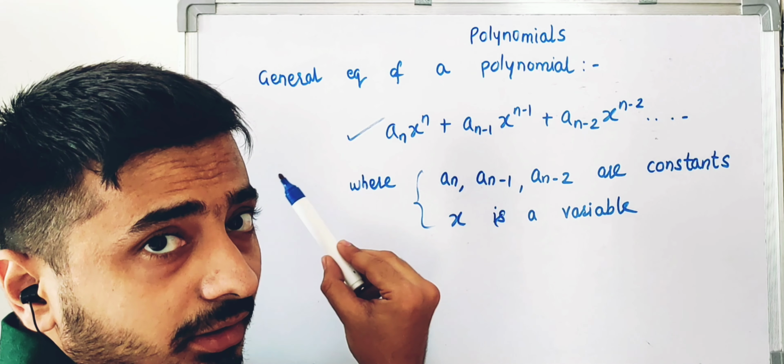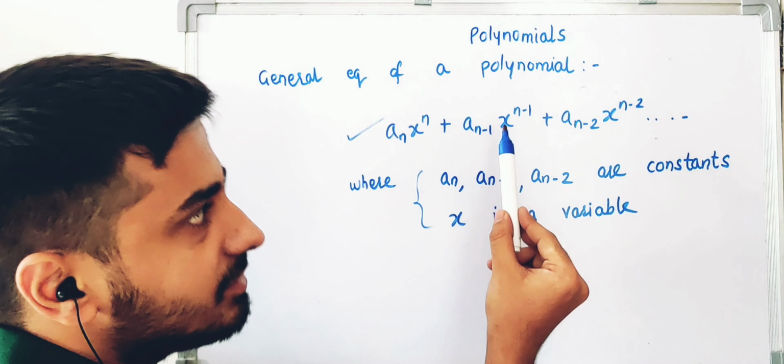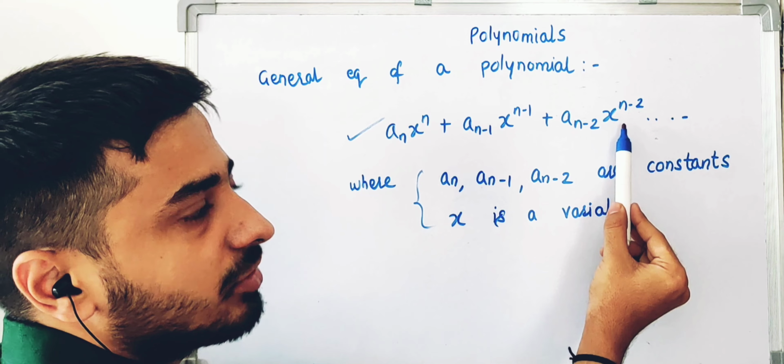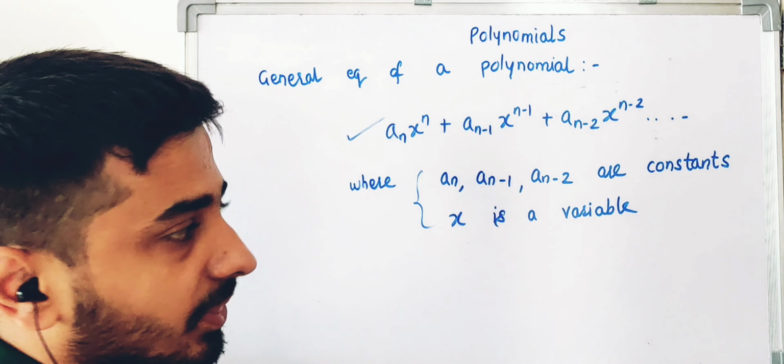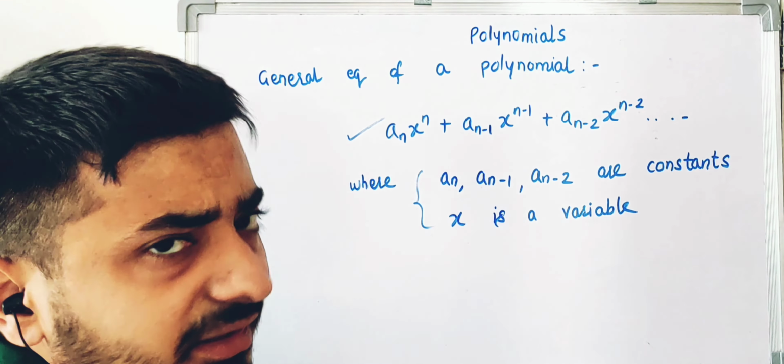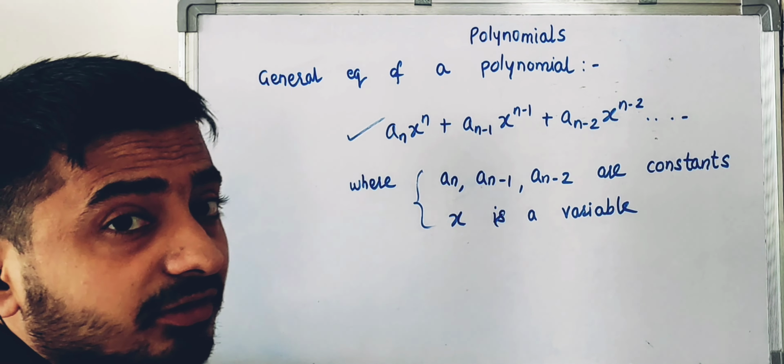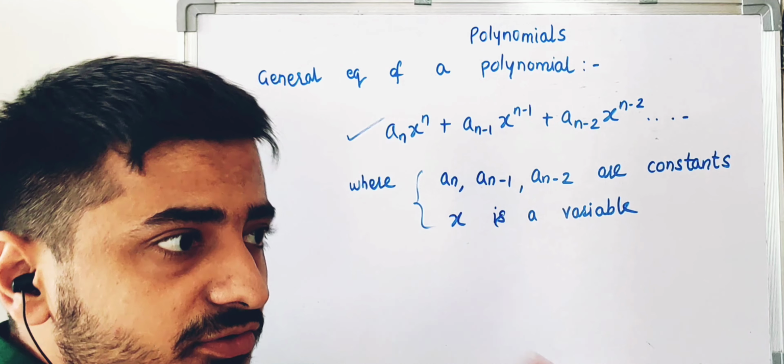X to the power n. Here it comes x to the power n minus 1. Here it comes x to the power n minus 2. So the power of x is decreasing. Clear? Let us take an example. And we will also see what is the difference between a polynomial and an equation.